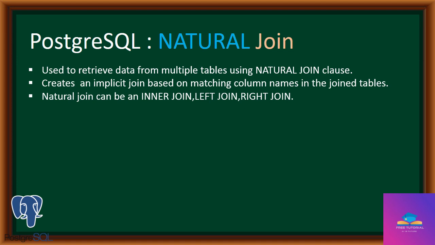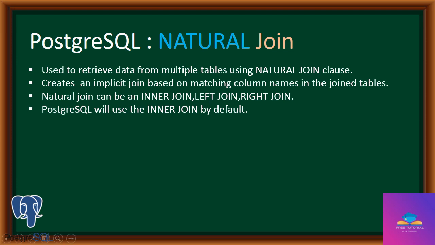If you do not specify the type of natural join you are using, by default Postgres will make it an inner join. So the default is an inner join. So when you are using a natural join, if you don't specify if it's an inner join, a left join, or right join, Postgres will automatically assume it's an inner join.